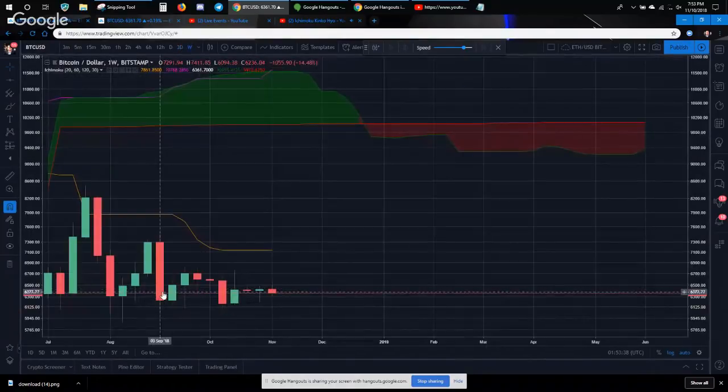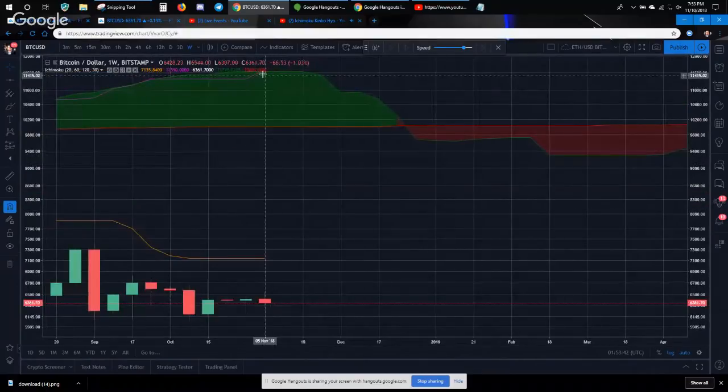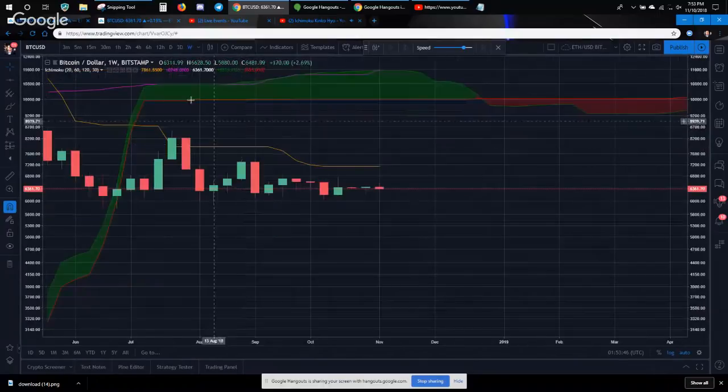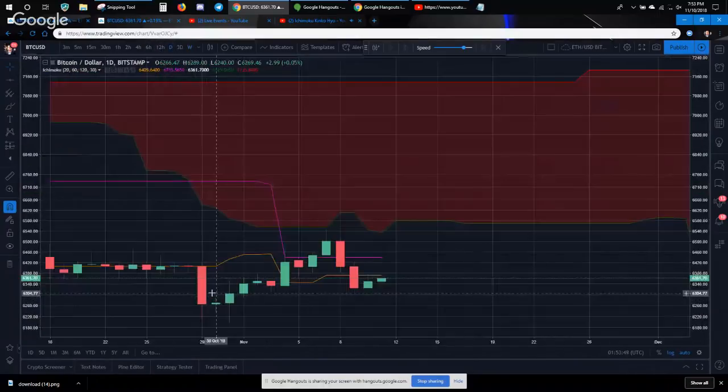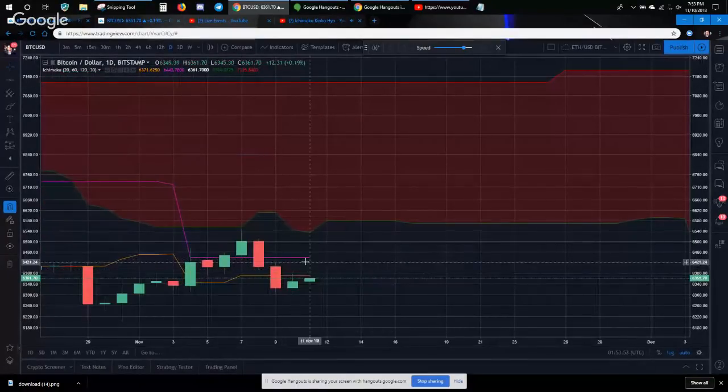Now, if we cross over here to the weekly, let's see what's happening there. We are actually getting further and further away there on the baseline and conversion line. That might need some studying to do. I'd like to look at that actually. But as you can see here on the daily, not the 3-day, we found a little bit of equilibrium there.